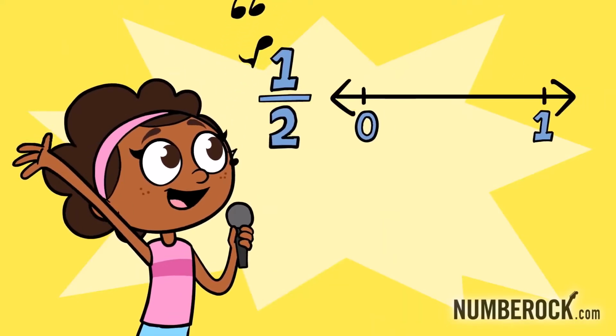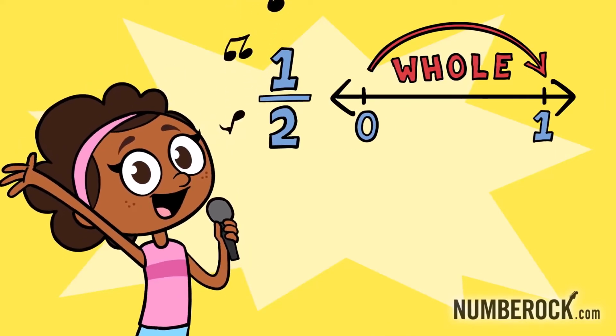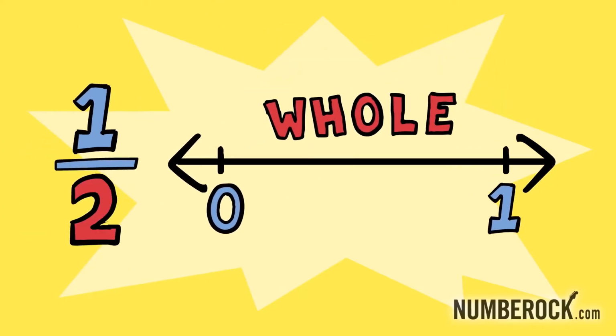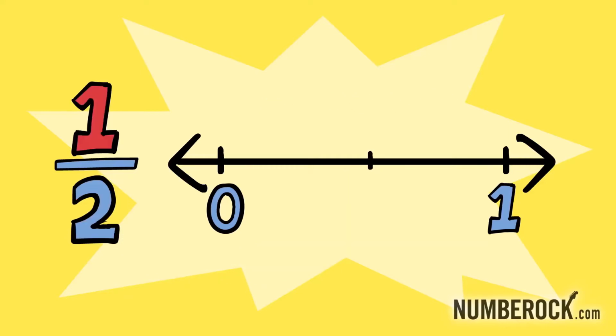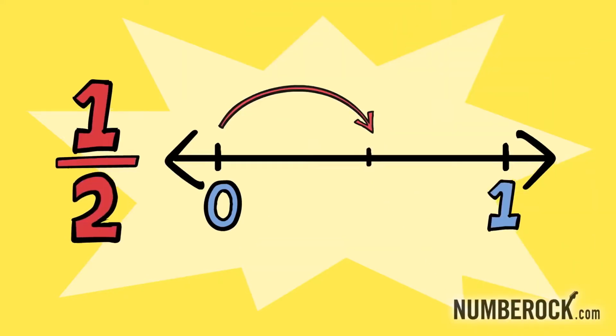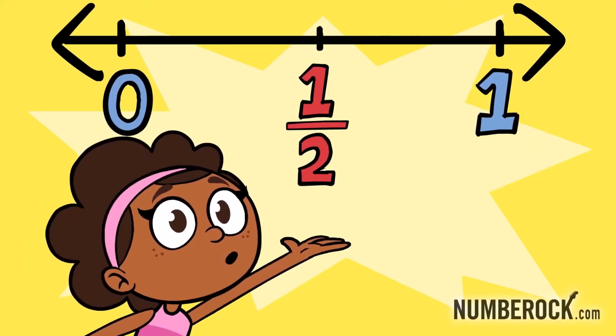0 to 1 is the whole that we split apart. The denominator tells us into how many parts. Make a line that starts from 0 to the first mark, and 1/2 is what you'll find when you get that far.